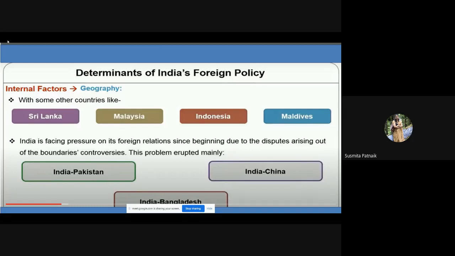So this is the dispute between India and China. Regarding the locations of countries, if India had not been located near China, do you think that this issue would have happened?